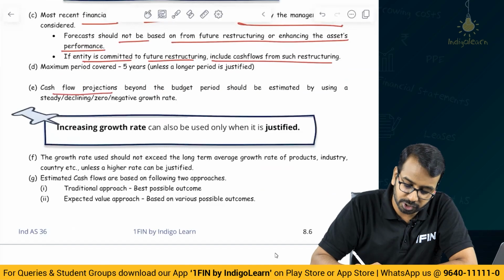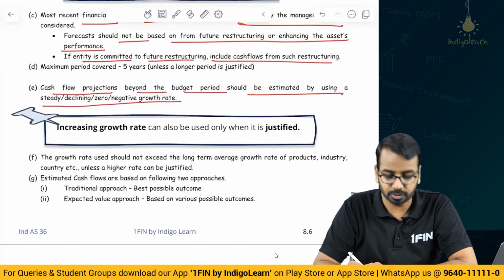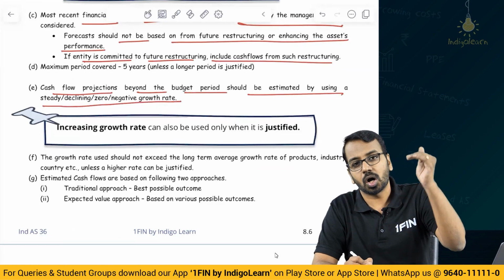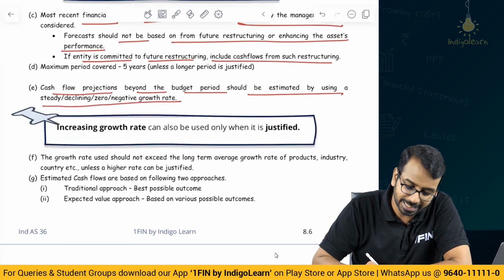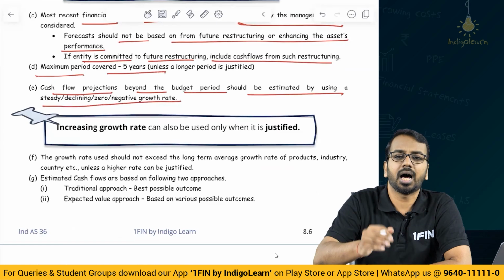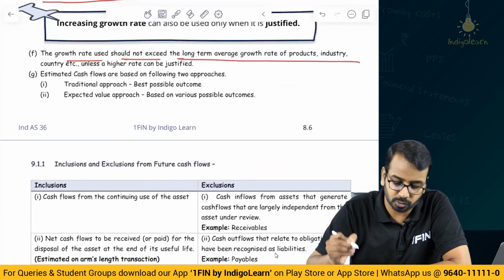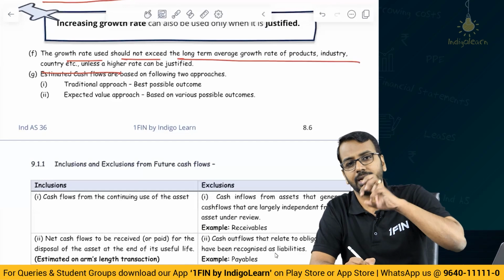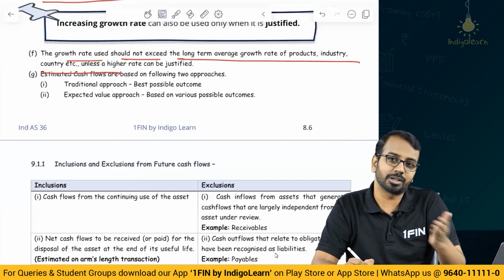Cash flow projections beyond the budget period should be estimated using a steady, declining or zero negative growth rate. So either a steady growth rate or a declining growth rate. It should not be an exponentially higher growth rate. The maximum period covered should be 5 years unless a longer period is justified. The growth rate used should not exceed the long term average growth rate in the industry. So again, when you are forecasting the growth, it should not be higher than the long term average growth.